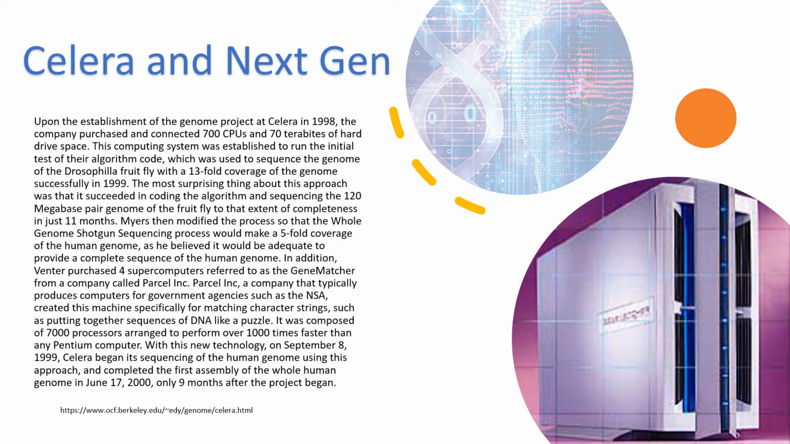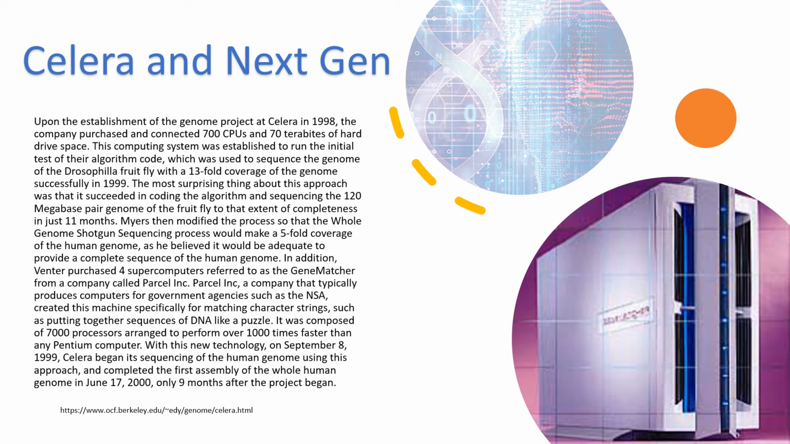This computing system was established to run the initial test of their algorithm code, which was to sequence the genome of the Drosophila fruit fly with a 13-fold coverage of the genome, successfully, in 1999. The most surprising thing about this approach was that it succeeded in coding the algorithm and sequencing the 120 megabase paired genome of the fruit fly to that extent of completeness in just 11 months.